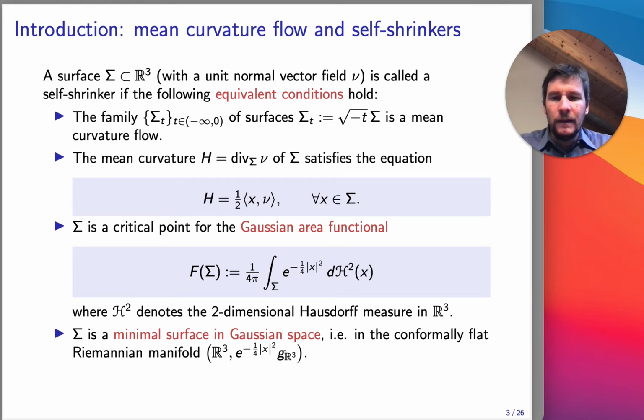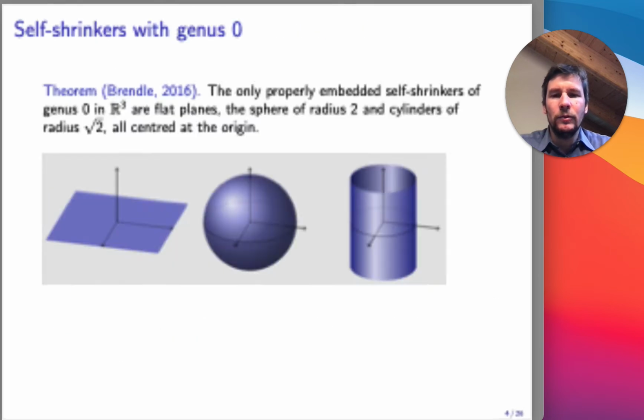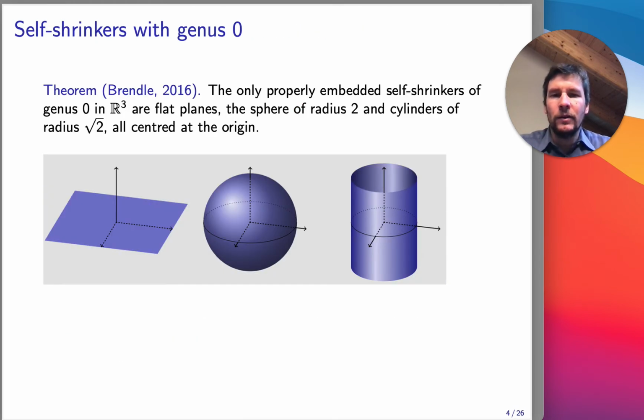Okay, so let's now look a little bit at what are some known self-shrinkers. Okay, we have already seen two before, and here they are again, and the third one as well, which is the plane. Okay, so self-shrinkers with genus 0, they have been completely classified by Simon Brendle, who showed that they can be one of these three. So it's either a flat plane through the origin, or a sphere of radius 2 centered at the origin, or a cylinder of radius square root of 2 centered at the origin.